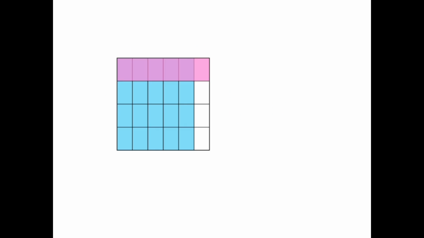For this model, I would like you to pause the video, see if you can work it out on your own. Once you are finished, press play, and then check your work as I work through the problem.